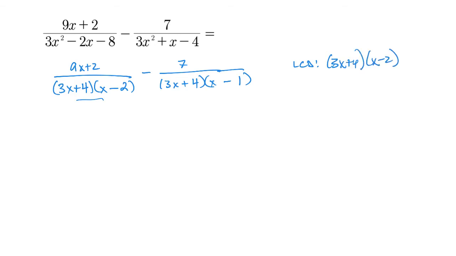And then I look at this one. I already have that one, but I don't have this one. So that needs to be included in the common denominator. Okay, so let's rewrite this.